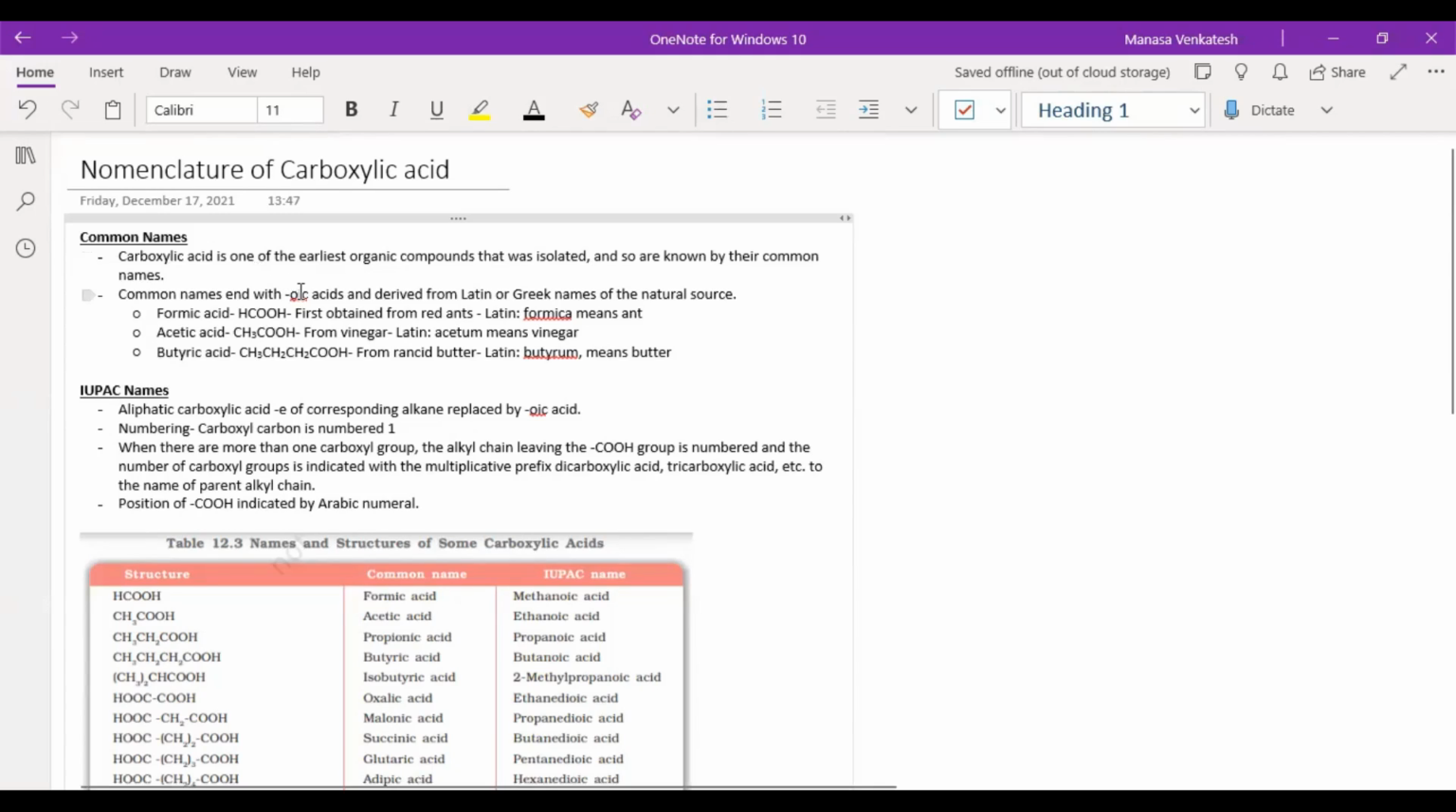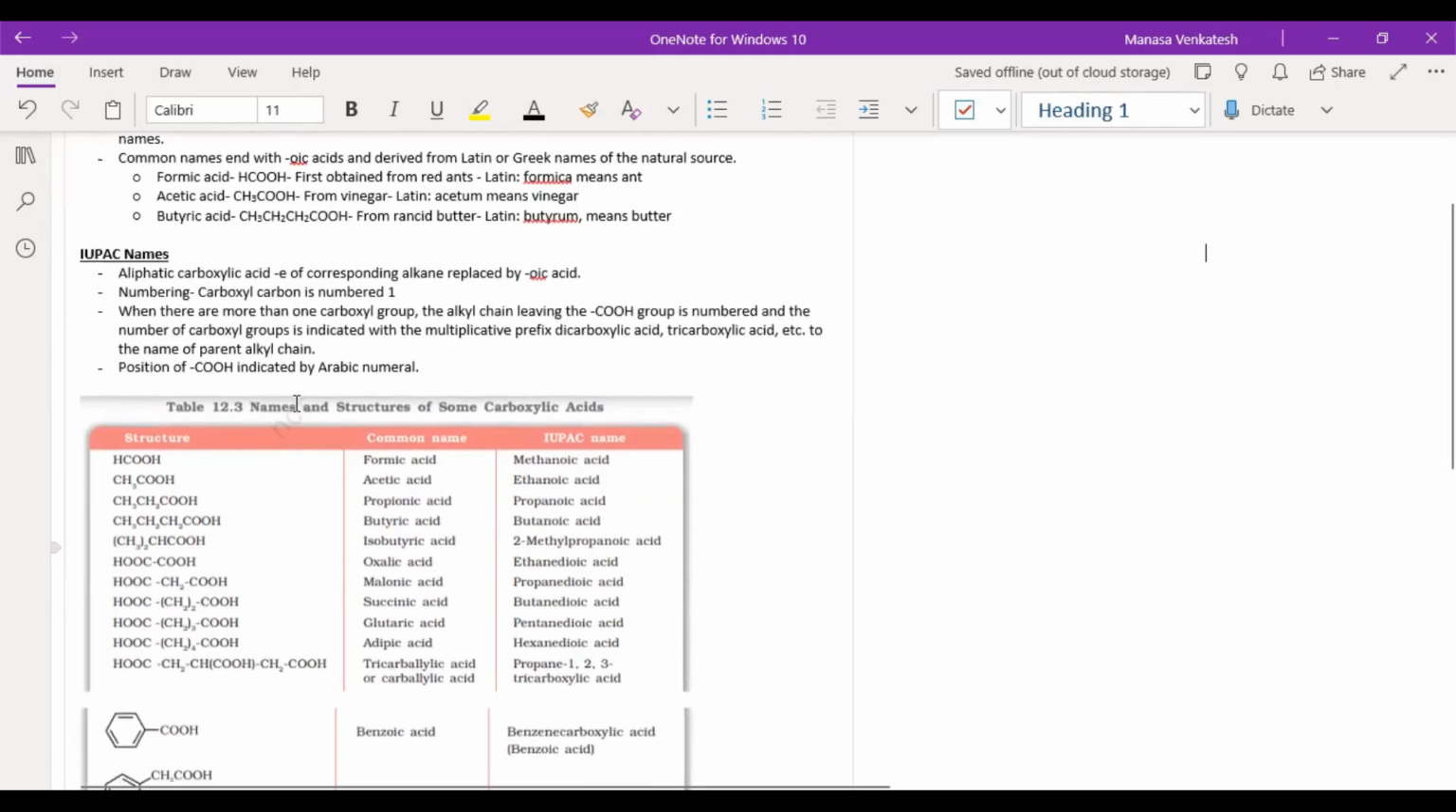These names end with oic acid, and they're derived from Latin or Greek names of the natural source. For example, formic acid is HCOOH, which was first obtained from red ants, and red ants are called formica in Latin. Whereas acetic acid is extracted from vinegar, and in Latin, acetum means vinegar. Butyric acid is from rancid butter, and butyrum in Latin means butter.